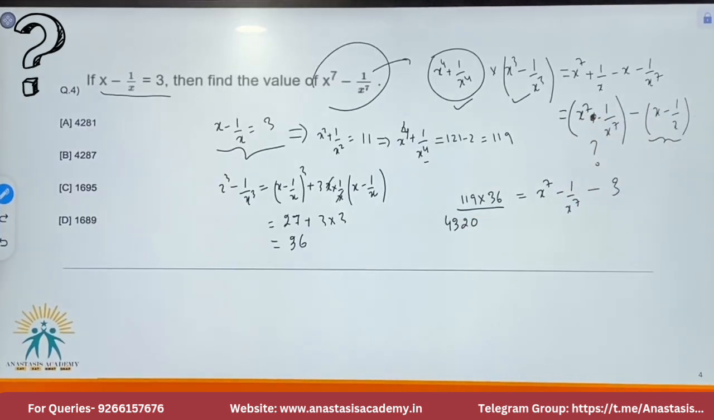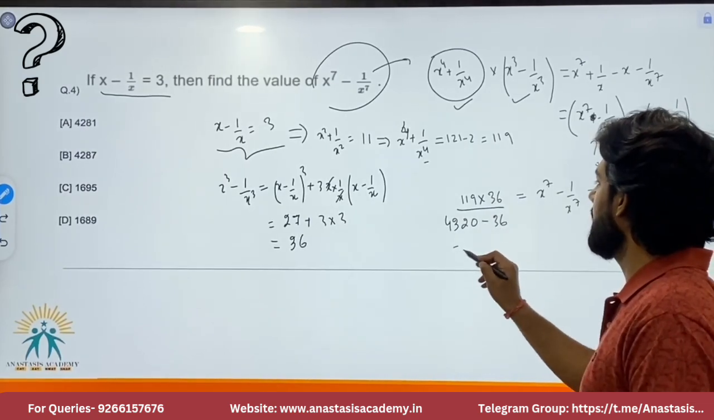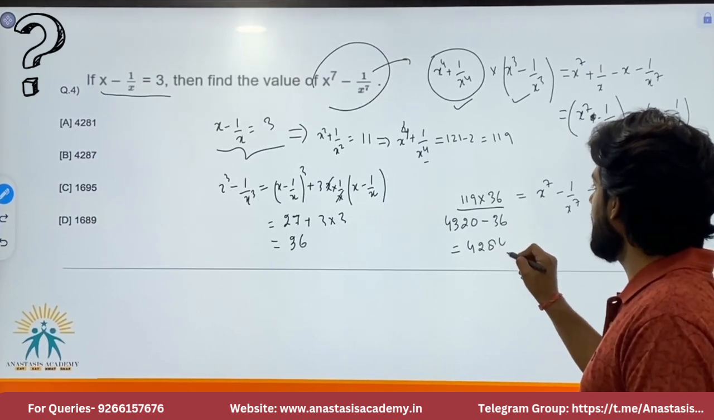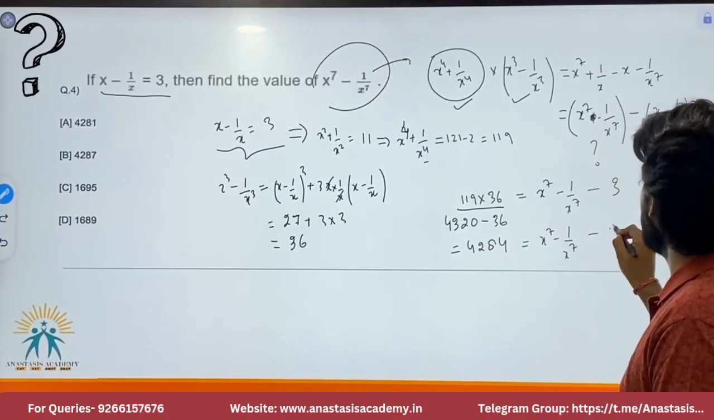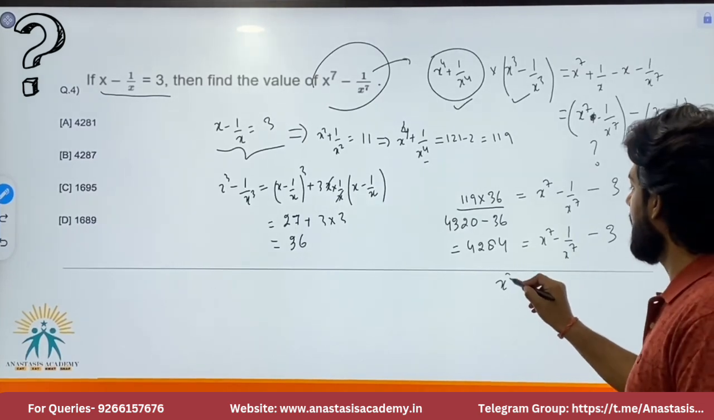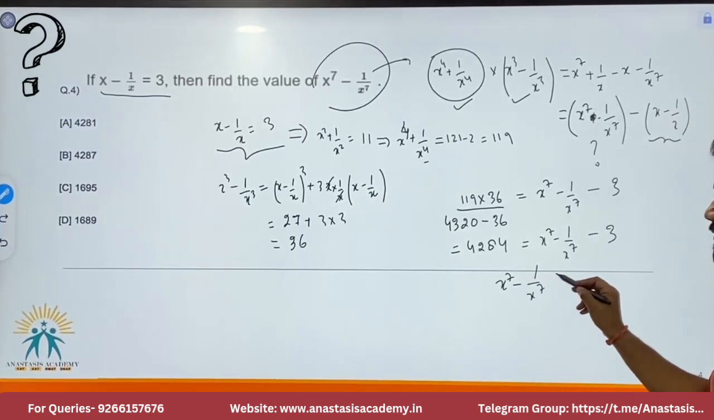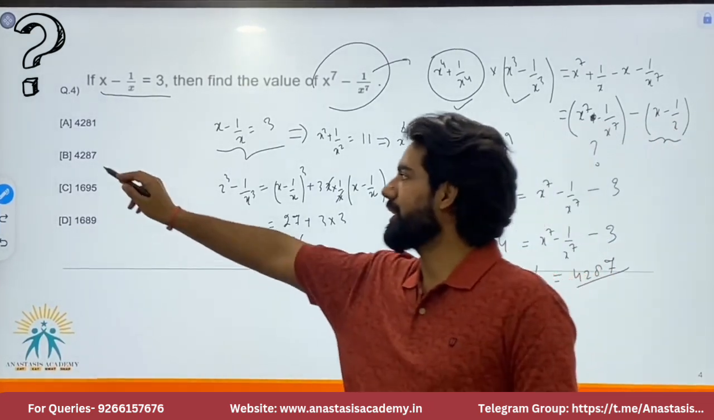So this is 120 into 36 minus 36 will become how much? 4320 minus 36 is 4284, equal to x raised to the power 7 minus 1 upon x raised to the power 7 minus 3. So from here, x raised to the power 7 minus 1 upon x raised to the power 7 becomes how much? 4287. So the correct answer to this question is option B.